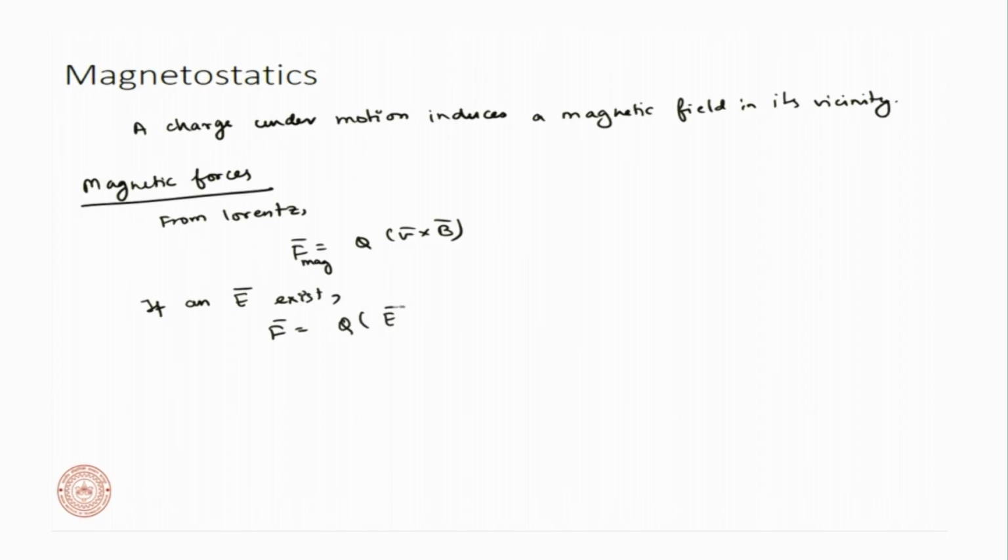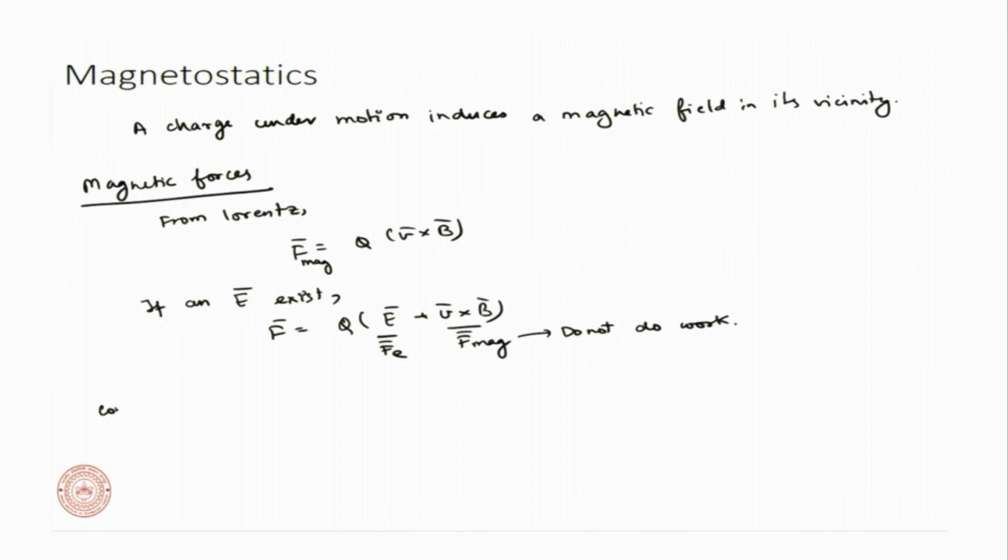Q times E vector plus V cross B vector. So, we have an electrically induced force F E and we have a magnetically induced force F mag. All right. So, what we will find out is that magnetic forces do not do work, or do not contribute to work. Okay. Let us see if we can validate this hypothesis.